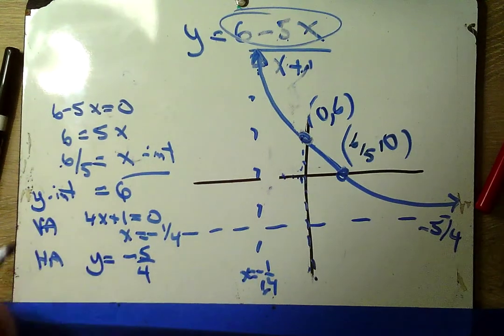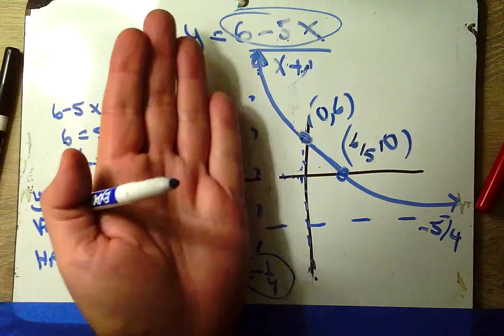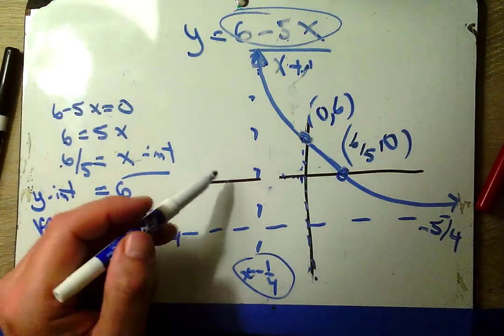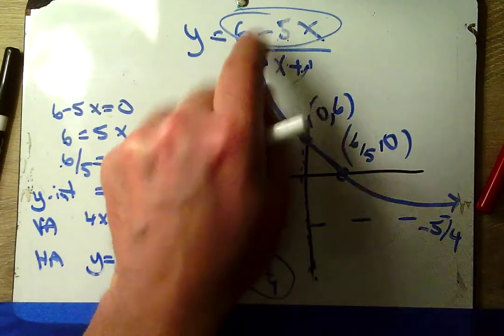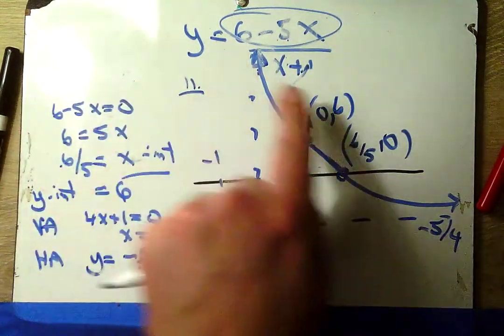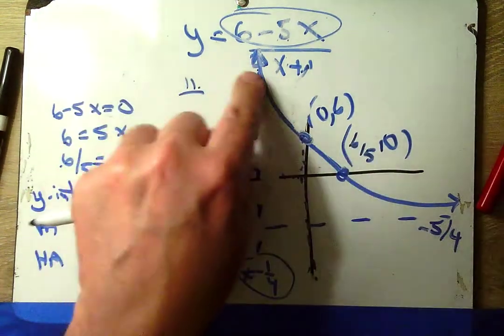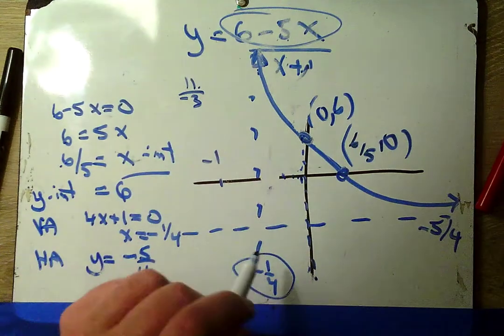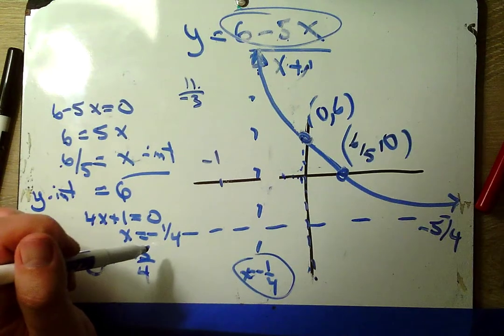Step 6, use test points as needed. So my test points, okay, I want something over to the left of -1/4. There's something on either side of a vertical asymptote. So if I put in something like -1, -1 times -5 is 5, plus 6 is 11. And -1 times 4, sorry, there's a little 4 hidden here. That's -4 plus 1 is -3. And that's -11/3. Ooh, is it really?